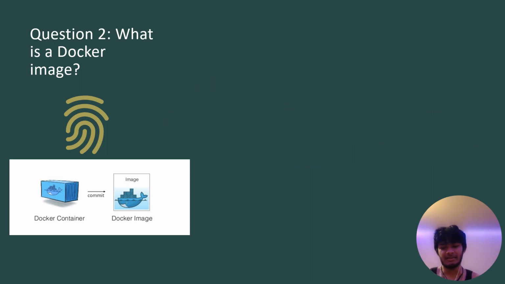Another question you may find is, what is a Docker image? A Docker image is a lightweight, standalone executable package that contains everything needed to run a piece of software, including the code, libraries, and dependencies. Docker images can be easily shared and reused across different systems.